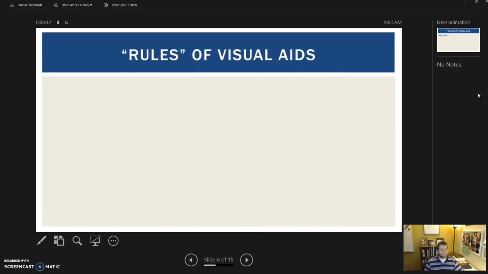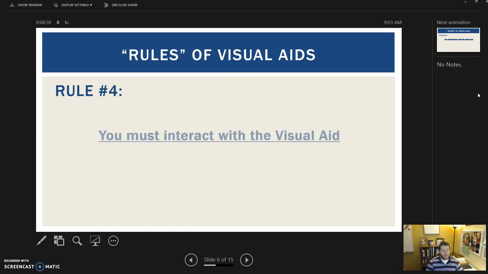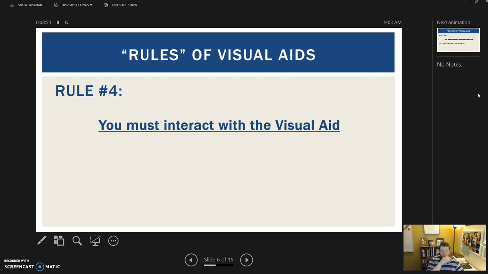Okay, so my last rule of visual aids, and now these rules are just sort of general things. It's not like they're law, but okay, this one's pretty much law. You must interact with the visual aid. All right, it's not an aid if you ignore it. You absolutely have to interact with the visual aid, and what I mean by that is either physically, verbally, or non-verbally, you have to interact with it.